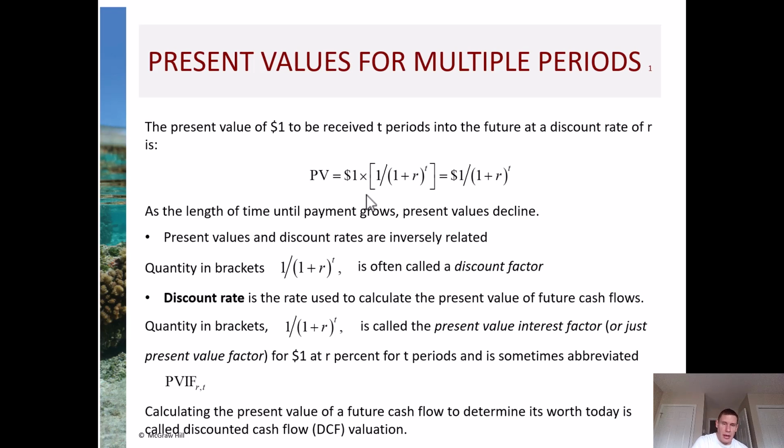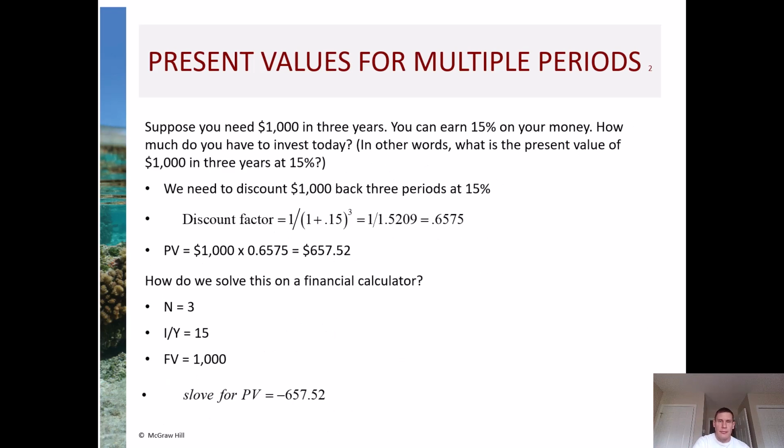As the length of time until payment grows, the present values will go down. Think about why, because you've got more time to get to that future value. So we could say that present values and discount rates are inversely related. Okay, so discount rate is the rate used to calculate the present value of the future cash flows. So what they're saying is the higher the discount rate, the lower the present value, and if the discount rate is lower, the higher the present value.